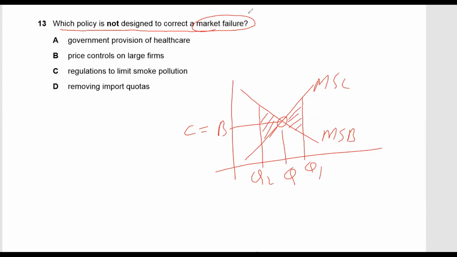So which policy is not designed to correct market failure? All other policies are designed to correct market failure apart from option D, removing import quotas. If you are removing import quotas, then it will not correct market failure. All other policies will correct it. Like provision of healthcare by the government, definitely under-production will be removed. And price controls on large firms, again, monopolies are controlled. Regulation is again a very good source of correcting market failure. So D is the correct answer.